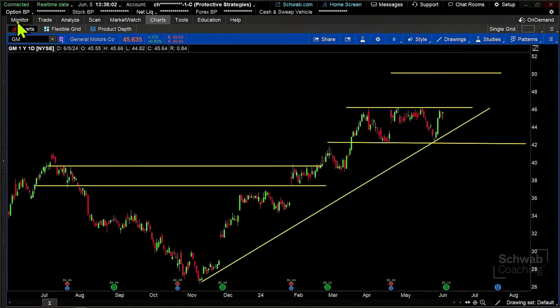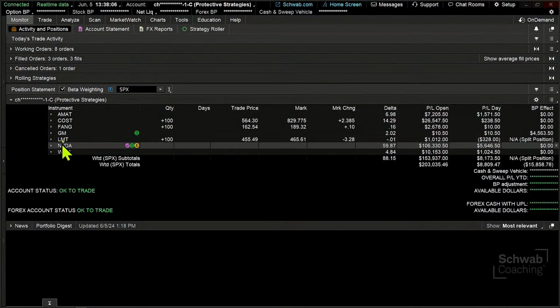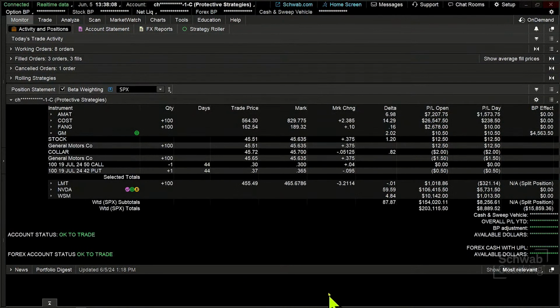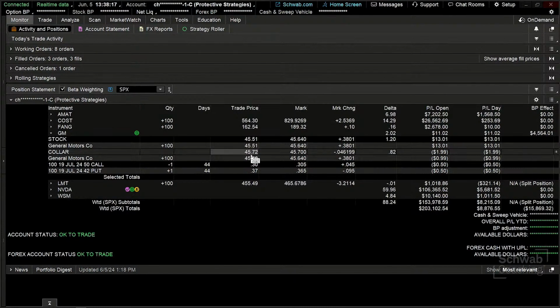Now, the other thing I want to do here is go over to the monitor tab so that we can see how these look. If I go to the monitor tab and look at that GM position, what I notice is that I've got the collar strategy, and that collar strategy shows me the trade price. So we ended up buying the stock, selling the call, and buying the put option for a net of $45.72, and that's gone down a little bit because the price of the stock is coming down a little bit. The options are changing.